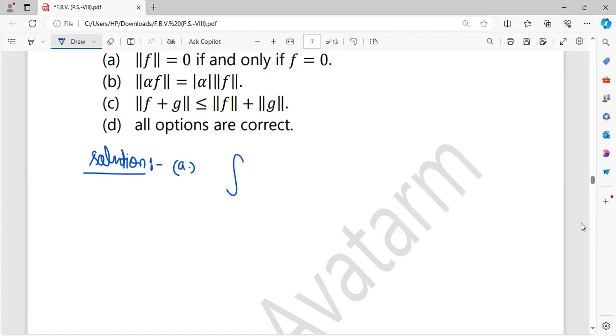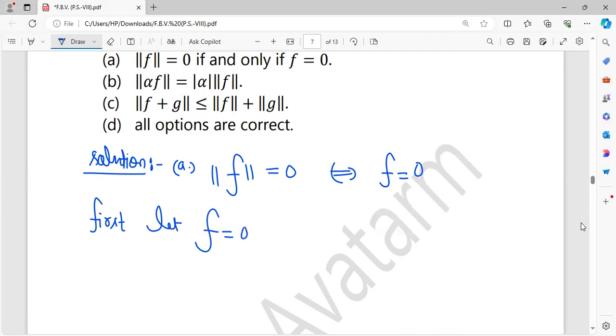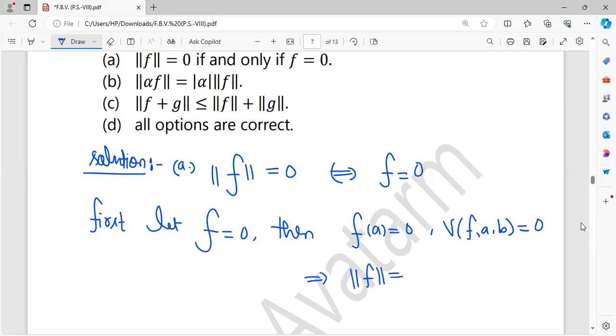So option A: norm of F is 0 if and only if F is 0. Let's check it. If F is 0, then what will be F(a)? F(a) will be 0, and this is a constant function, so the variation of F on [a, b] will also be 0. So this implies the norm of F is equal to 0 plus 0, that is 0.